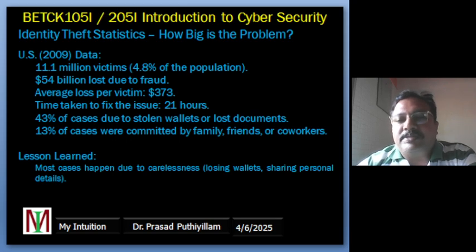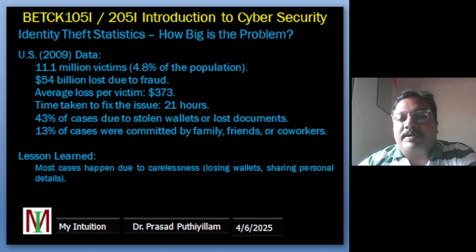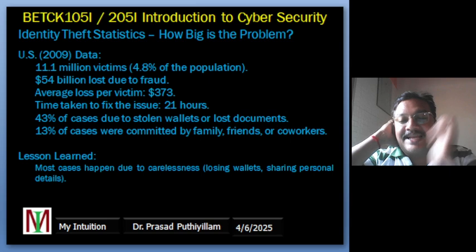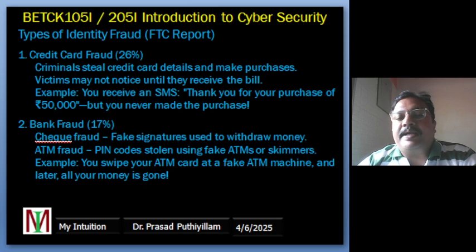The average time to fix the problem is around 21 hours, and 13 percent of identity theft cases were done by someone the victim knew, meaning a family member, friends or co-workers. And 40% of the cases happened due to a stolen wallet or lost documents that they used. So most identity theft happened due to carelessness, like losing our wallet or sharing personal details. Now, types of identity fraud.